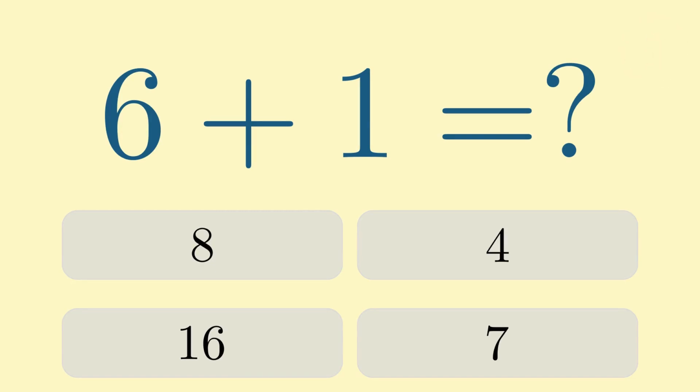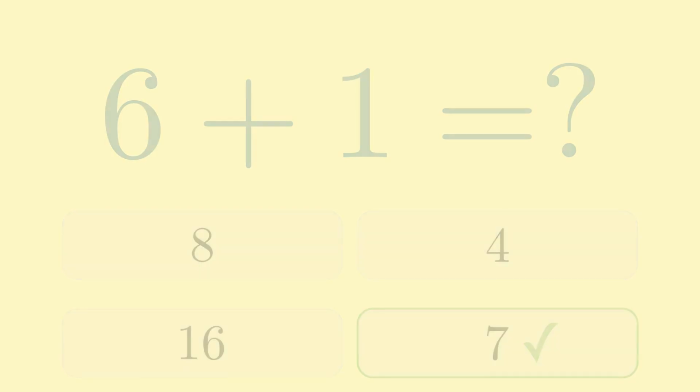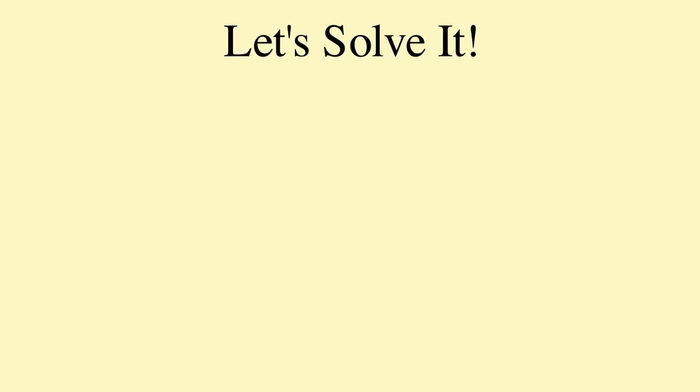Time's up. The correct answer is 7. Now, let's see how we got this answer. When adding 6 and 1, we align them in column format. 6 plus 1 equals 7.